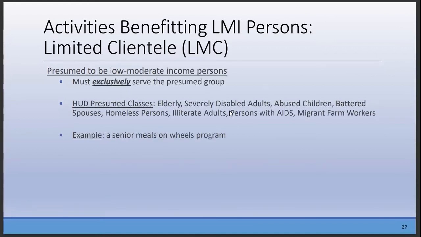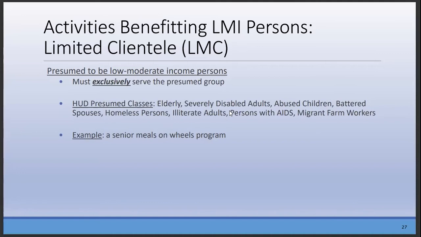A more common limited clientele subcategory are activities that are presumed to benefit low to moderate income persons. Through rigorous data collection, HUD has determined that certain populations are highly likely and therefore are presumed to be low to moderate income. To have presumption status, your activity must exclusively serve one or more of the following presumed groups: the elderly, meaning persons who are 62 years of age and older, severely disabled adults, abused children, battered spouses, homeless persons, illiterate adults, persons with AIDS, and migrant farm workers.